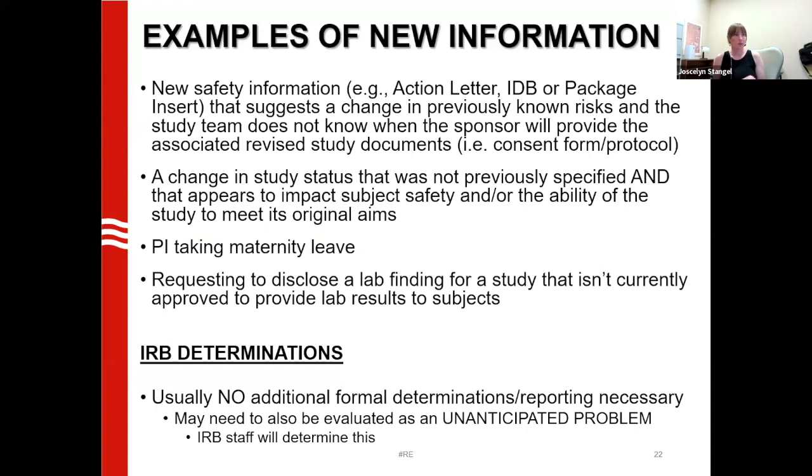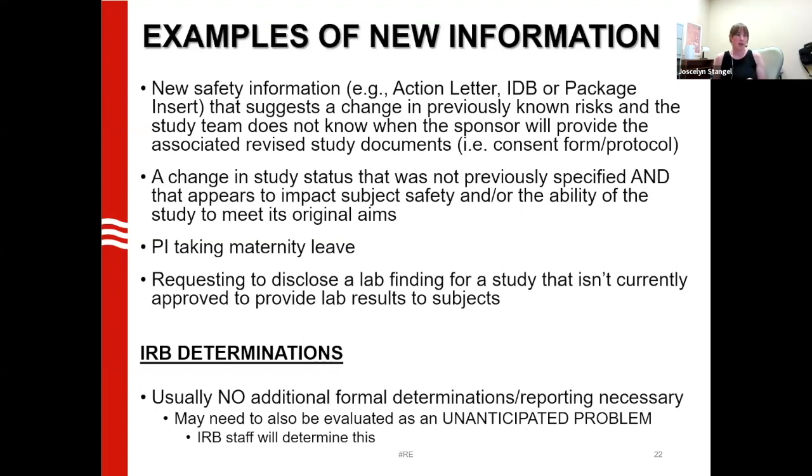You know that there will be a forthcoming change of protocol to add that risk information to the protocol and consent form, but it will not be available to be submitted to the IRB within 14 days. So this is when you submit the new information report, letting us know about the new risk information. And you're typically saying that we will be telling participants verbally of this new risk information until they can be reconsented with the revised consent form.